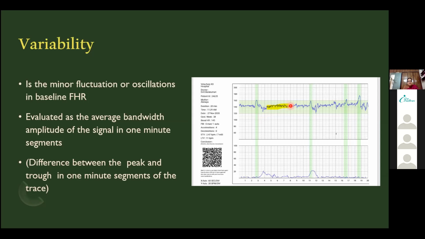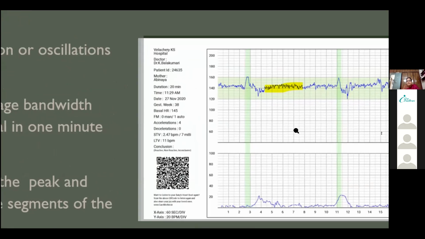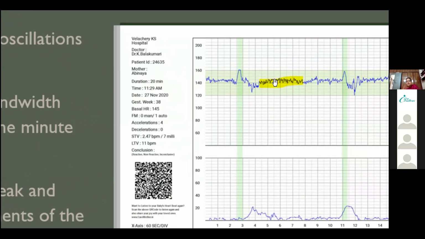What is this variability? It is the minor fluctuations in the baseline heart rate. See, this is the bandwidth. Okay, this bandwidth is in a 1 minute trace, you take the highest rate and the lowest rate. So this is somewhere around 10 beats per minute. So this is variability. The bandwidth of the baseline heart rate, or in a 1 minute tracing, the highest rate and the lowest rate, the difference between them is called the variability.